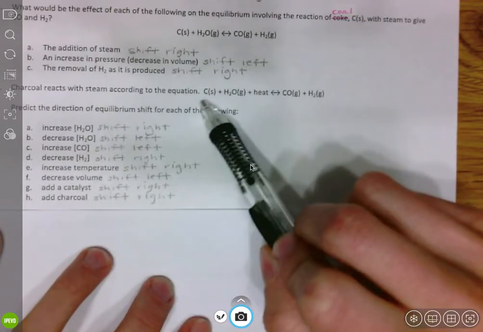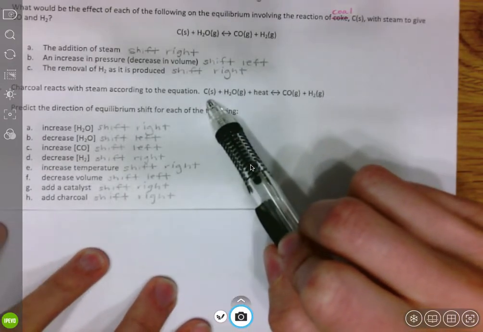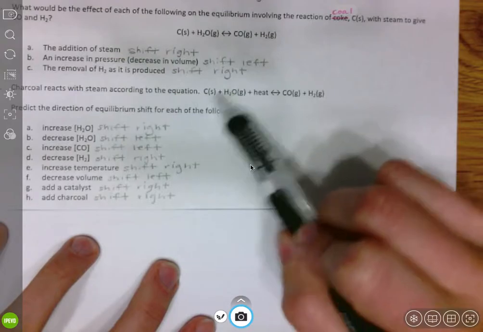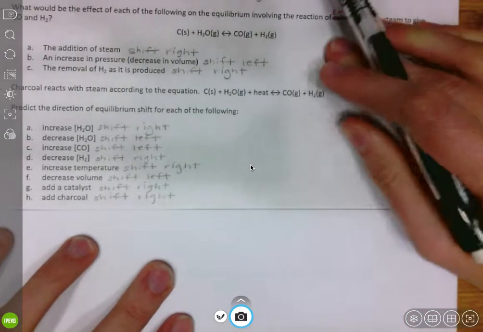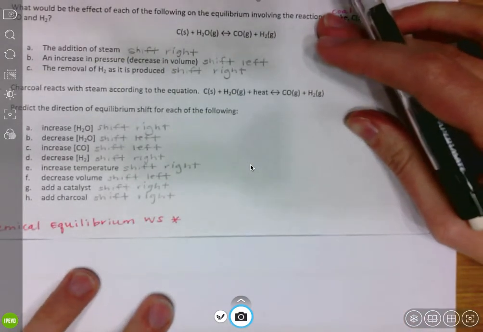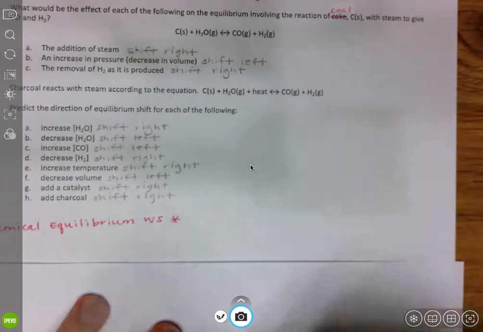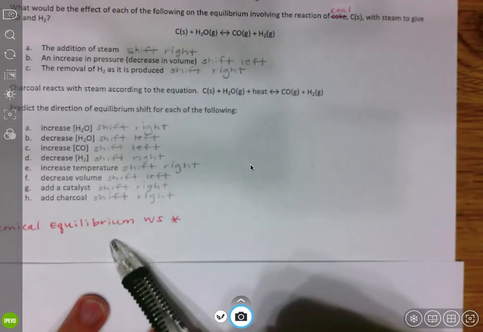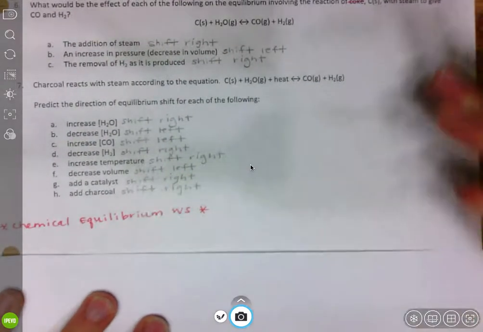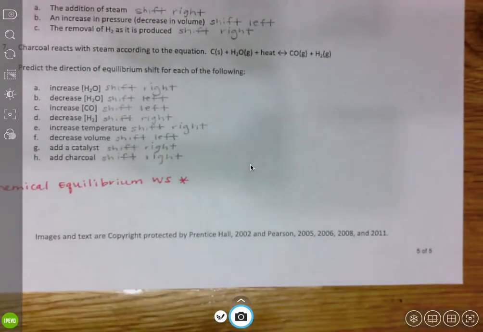We're adding charcoal, which is solid carbon, we're shifting to the right. We're going to use up that charcoal on the left to make carbon monoxide and hydrogen. Okay, at this point, you can do the worksheet for chemical equilibrium. And that is the end of chapter 16.